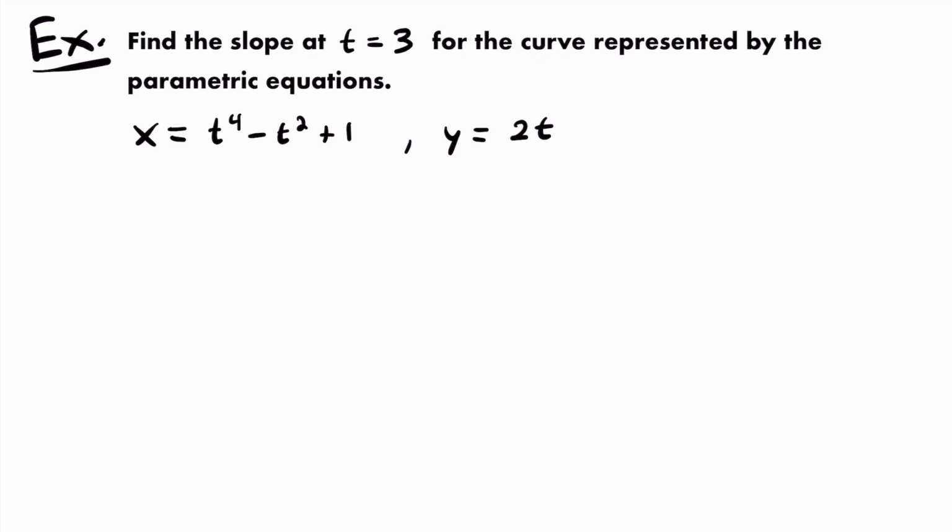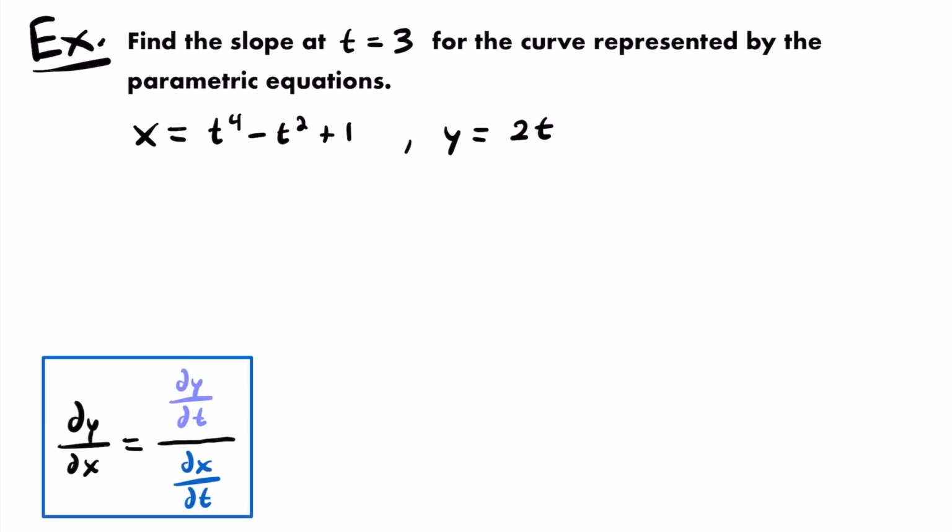And so if we want to find the slope at a particular value of t for a set of parametric equations, what we first need to do is find the parametric derivative for these parametric equations. And that derivative will be in terms of t, and so what that derivative will represent is the slope at any value of t along the curve represented by these parametric equations.